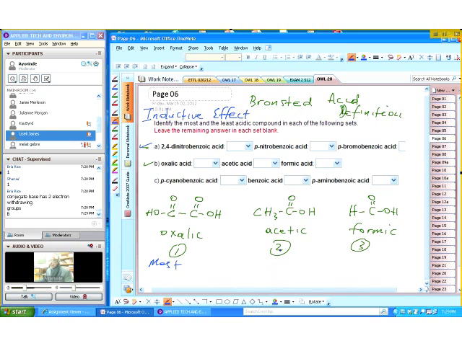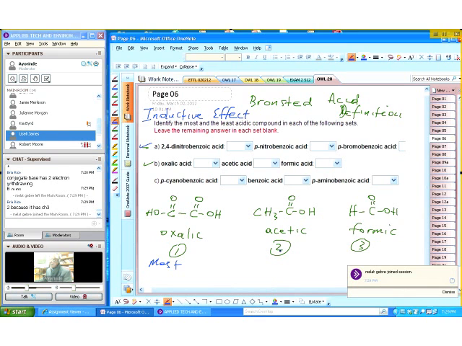Okay, by B, are you referring to 2? When you say B, are you saying 2? Yes, okay, very good. Because of the methyl group, excellent. So this will be the least acidic.